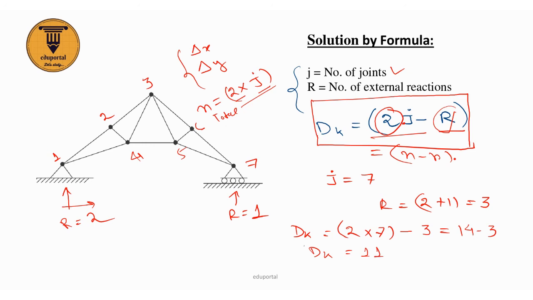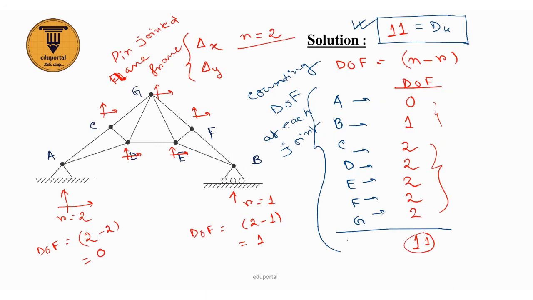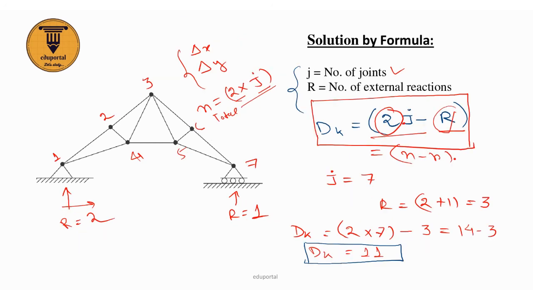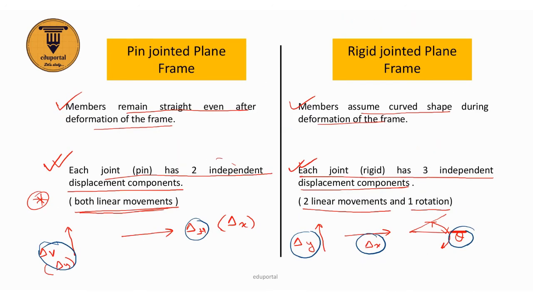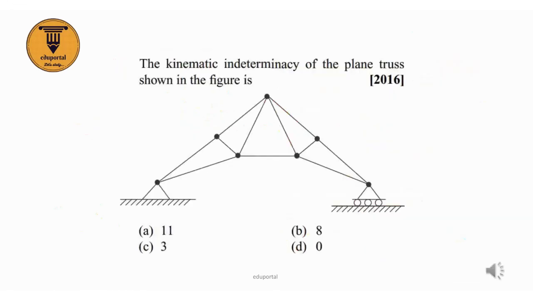So we can see that whether we solve it by concept, Dk is equal to 11, that is by counting the degrees of freedom, or solve it by applying the formula, we get the same answer. Okay, now it depends upon you which one you prefer. Okay, so this is the solution of the question. Now let's move on to the question, and it says the kinematic indeterminacy of a plane truss, what will be? So option A is the correct answer. So we have solved the question.